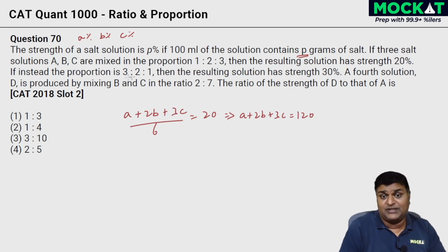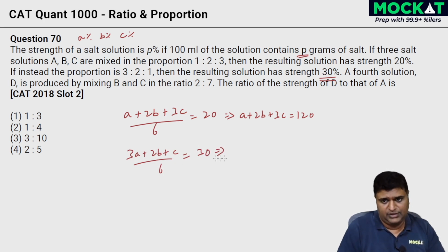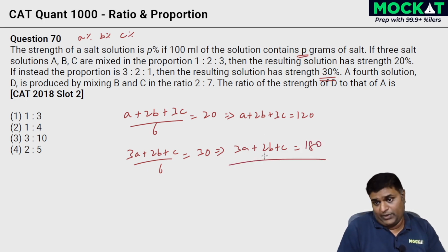If instead the proportion is 3:2:1, 3A plus 2B plus C by 6, then the strength is becoming 30%. Here I get one more equation, 3A plus 2B plus C equals 180. Very tempting to get rid of a variable, right? 2 equations, 3 variables. We can't solve for it because we have one extra variable, but I can remove one of them. Bottom minus top.